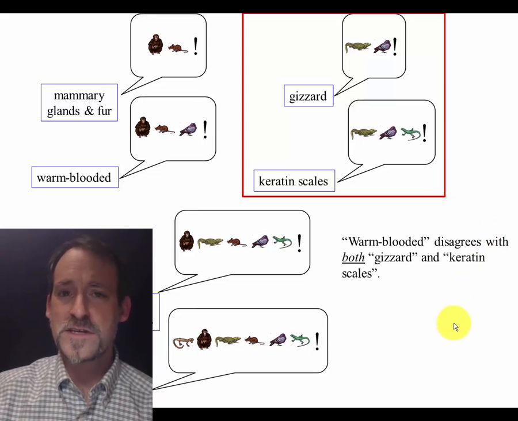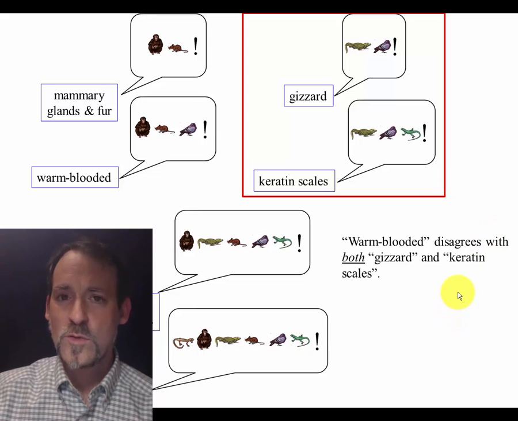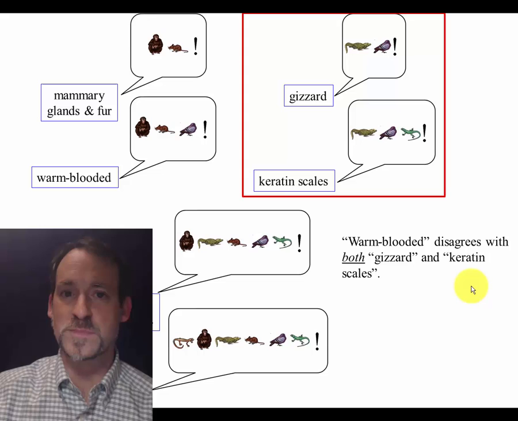At this point, what we do is we invoke this principle called parsimony. There are two possible explanations for what we're seeing here.